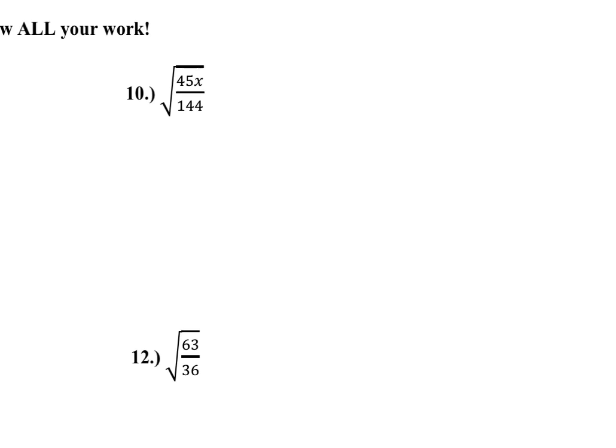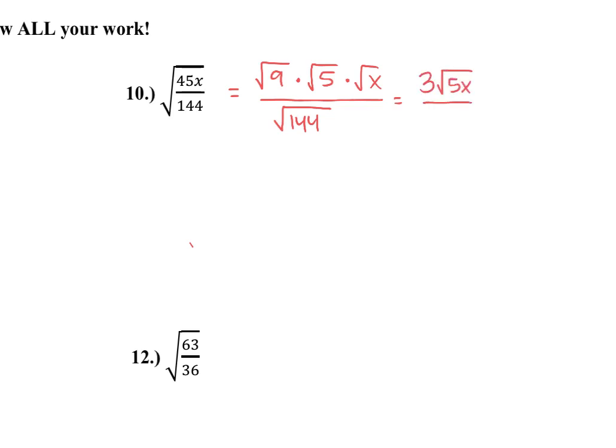All right, the next one I want to look at real quick is number 10. A lot of you got started correctly, but you just did not have it fully simplified. So I do want to break 45 into the square root of 9 and the square root of 5, and then I have the square root of x there. And on the bottom, I have the square root of 144. Well, the square root of 9 is 3, so I have 3 times the square root of 5x over 12. And a lot of you stopped there, which is accurate, but it is not completely simplified.